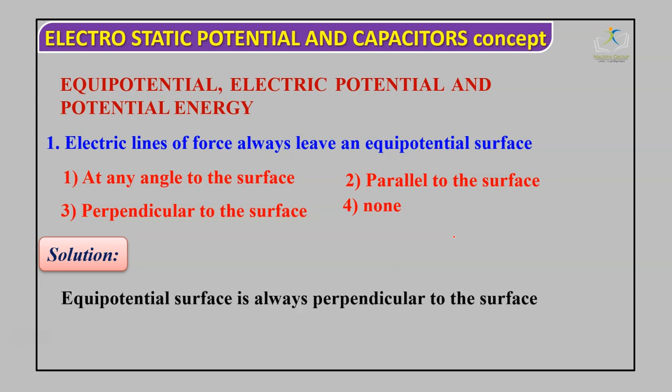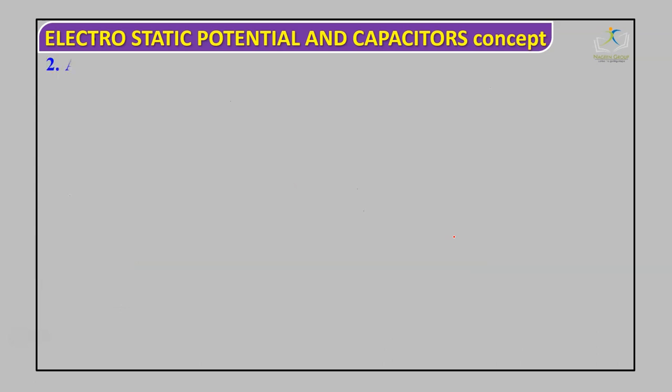Equipotential surface is always perpendicular to the field lines. That means the correct option is option 3. Move ahead with the next question.